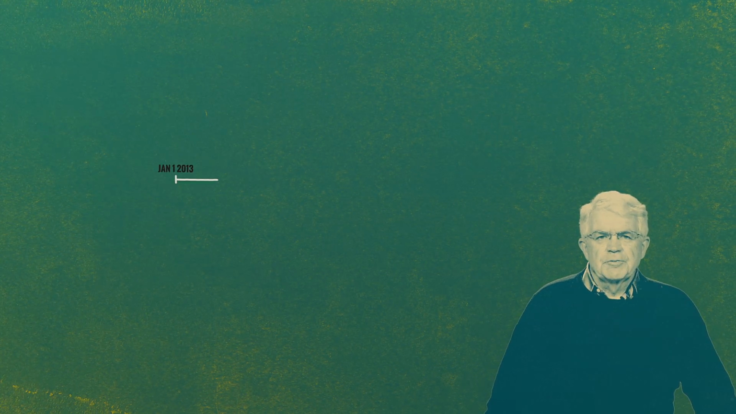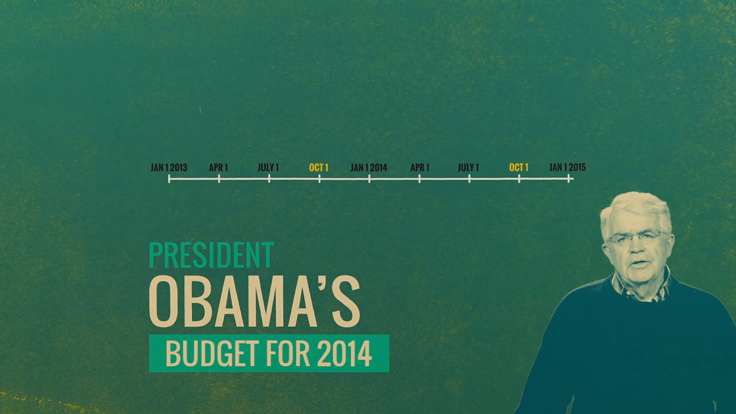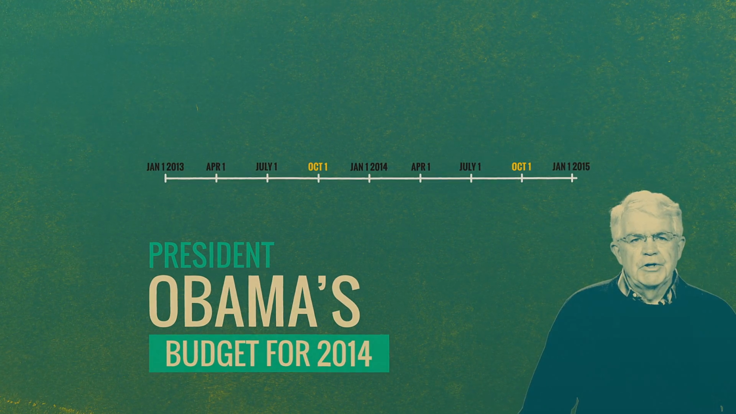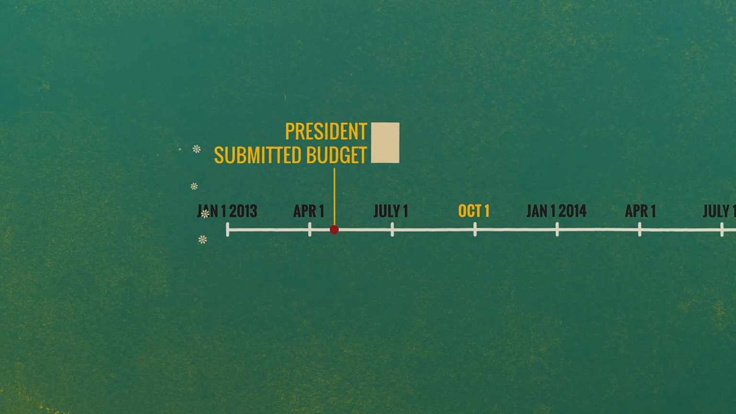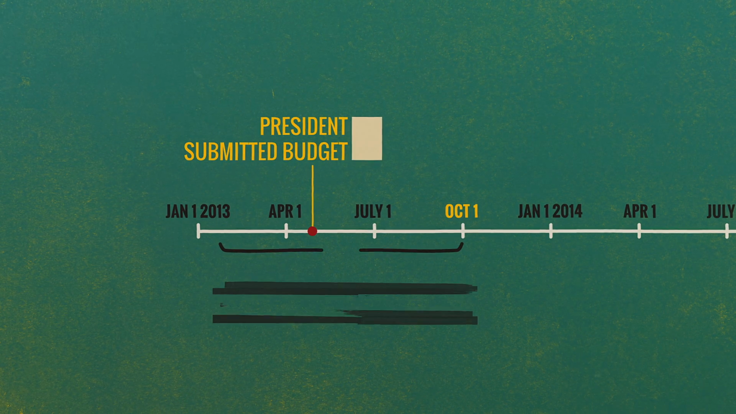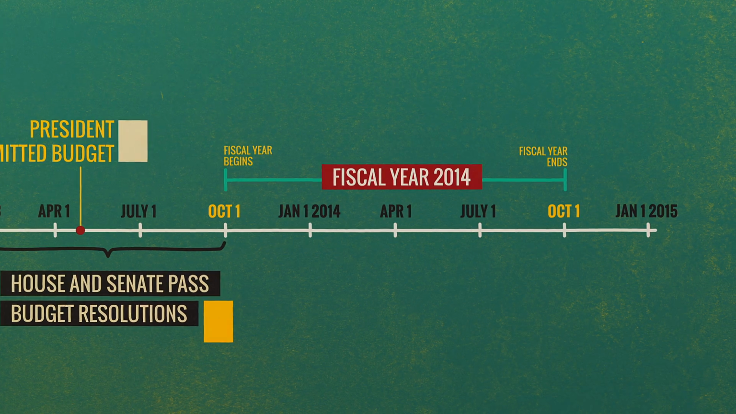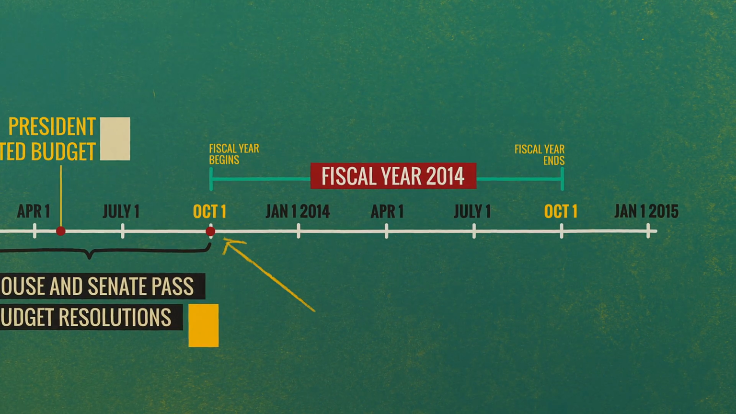You can illustrate this process with a little line here, and this is an example of President Obama's budget for the year 2014. It was originally proposed early in the year, submitted a budget. You could see there it was in April, a little bit late that year. And the House and Senate, they passed their own budget called budget resolutions. And the fiscal year for 2014 begins on October 1st. It's noted there by the arrow.